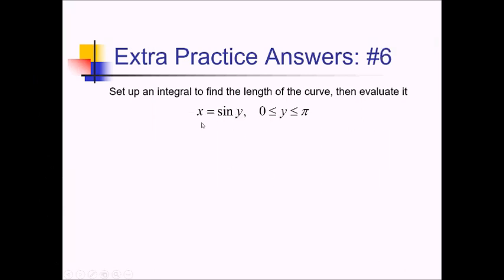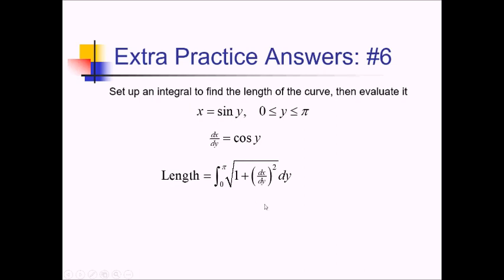To find the length of this function over the interval from 0 to pi, I need to first get the derivative in terms of y, so dx over dy. That's going to be cosine of y, cozy, I guess. So now let me set up my arc length. That's going to be the integral from 0 to pi of 1 plus dx over dy squared inside a square root, and we have a dy for a differential.